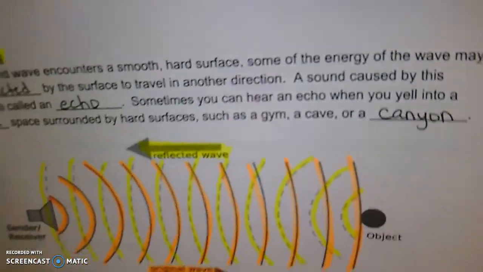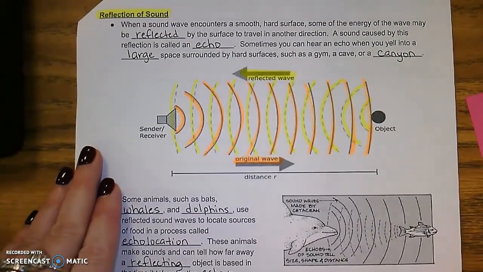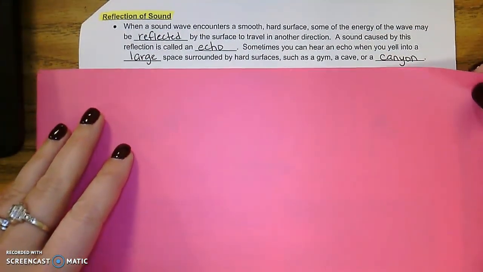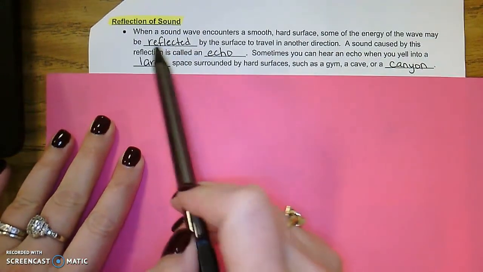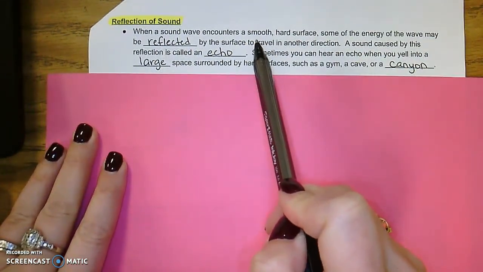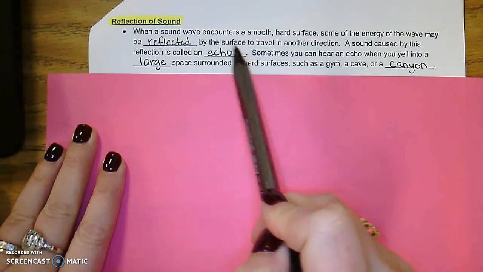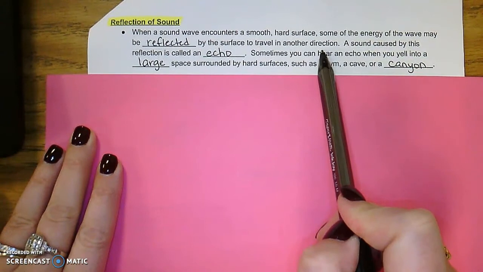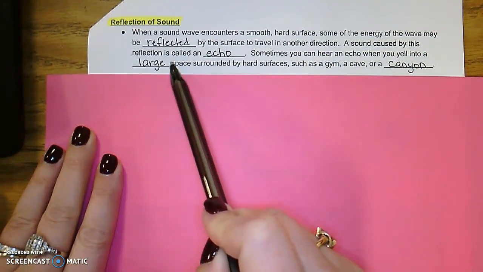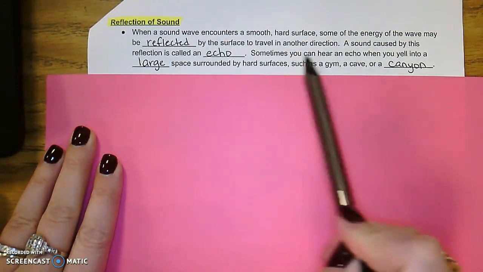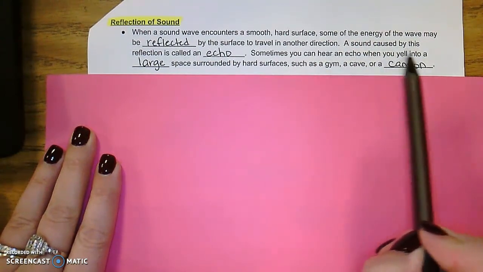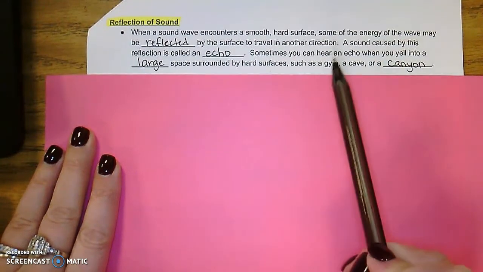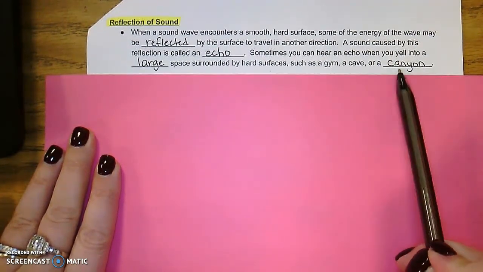All right, flip your page over. So our last little section, reflection of sound. So when a sound wave encounters a smooth, hard surface, some of the energy of the wave may be reflected by the surface to travel in another direction. A sound caused by this reflection is called an echo. Sometimes you can hear an echo when you yell into a large space surrounded by hard surfaces, such as a gym, a cave, or a canyon.